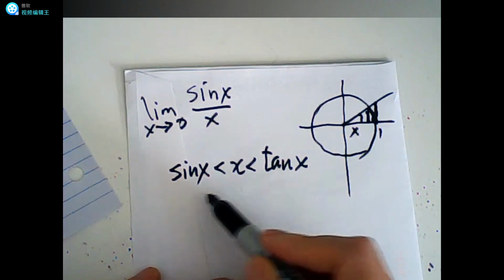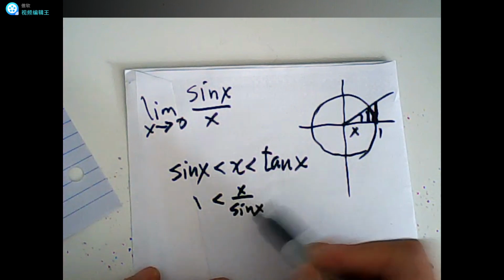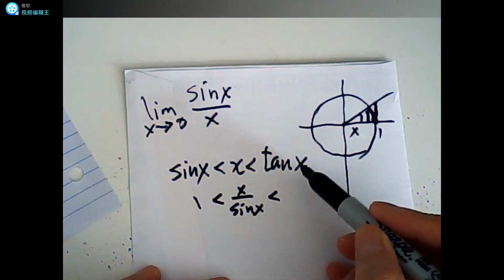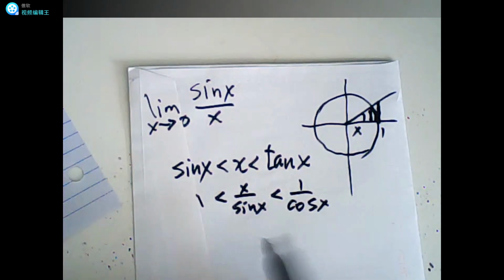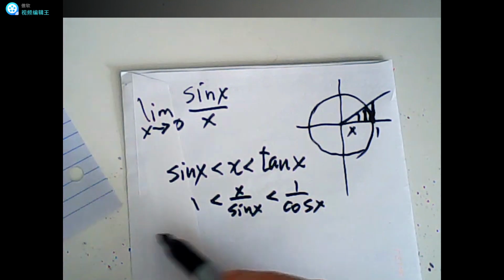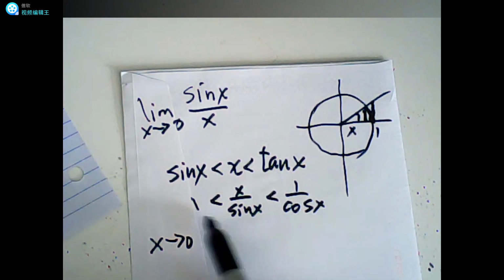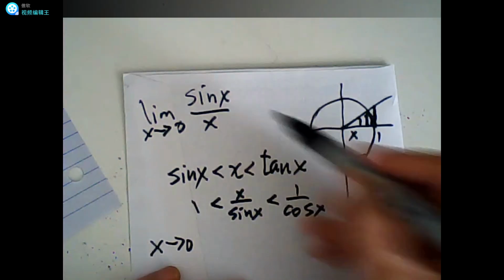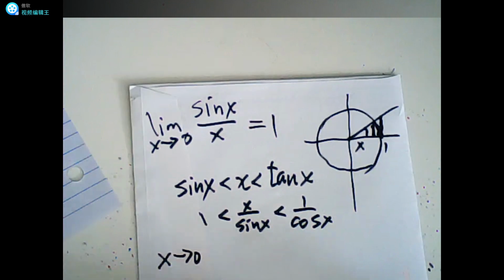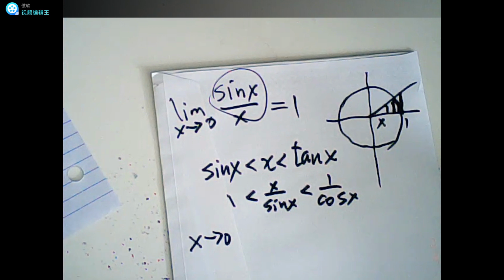Now we divide by sine x, and we get 1, x over sine x, and 1 over cosine x, since tangent x over sine x becomes 1 over cosine x. As x approaches 0, cosine x approaches 1. Therefore, x over sine x is squeezed into 1. That is the way to prove that this limit is 1.